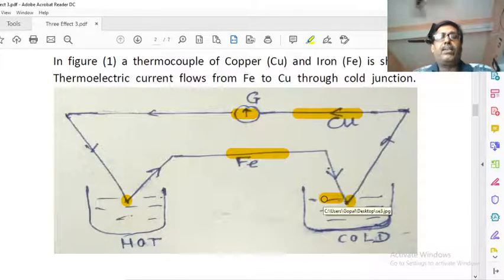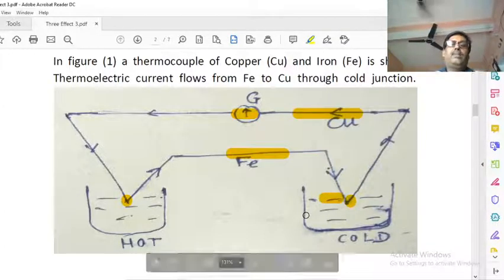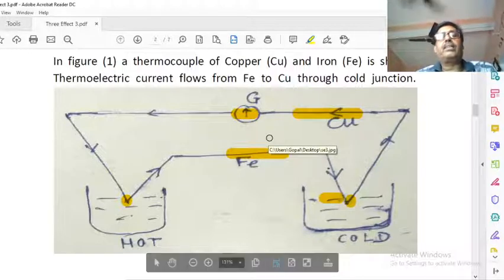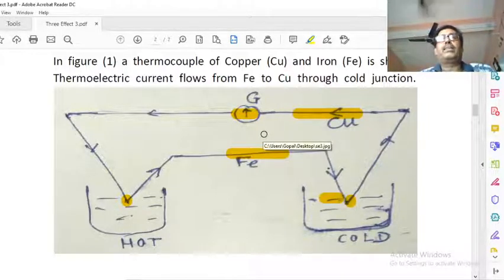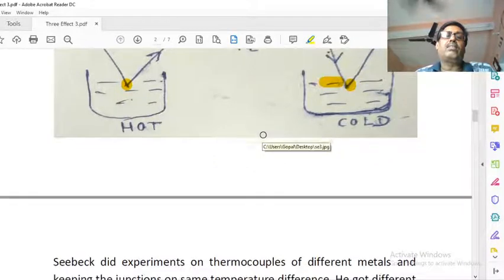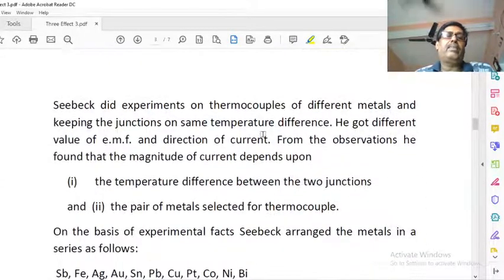Seebeck told that whenever a temperature difference is maintained at the two junctions of two dissimilar metallic wires, current is set up and EMF is produced. Here, the EMF so developed is called thermoelectric EMF, and the current is called thermoelectric current. And the arrangement of two metallic wires is called a thermocouple, and this phenomenon is known as the Seebeck effect.